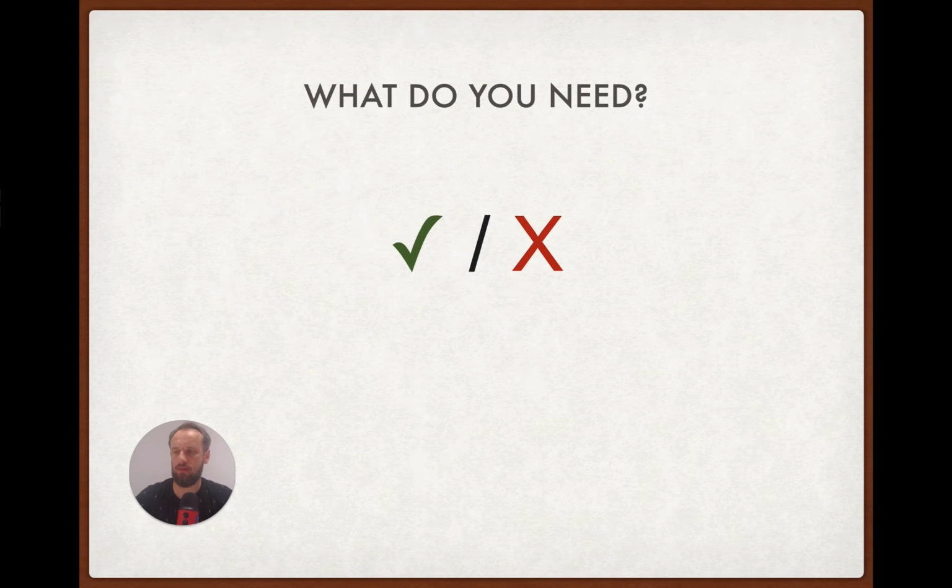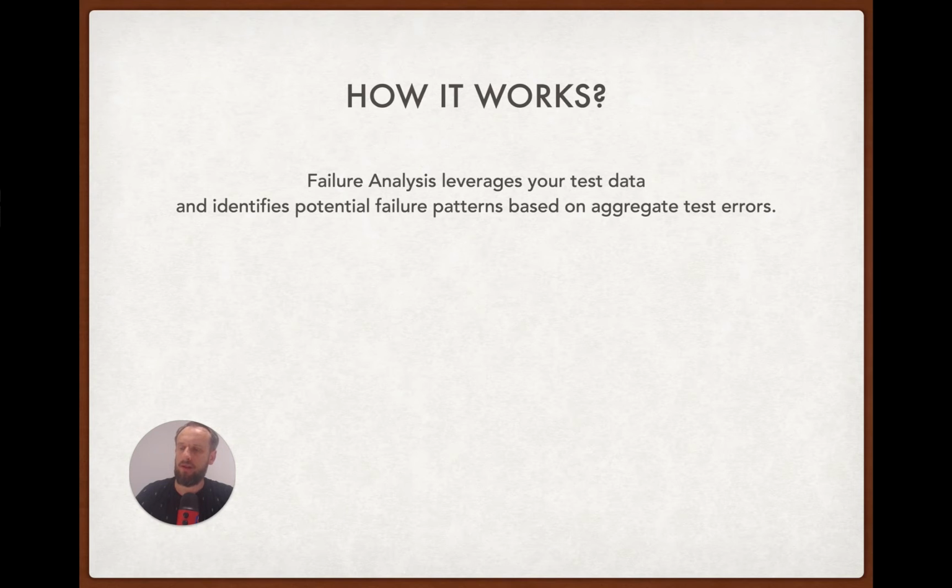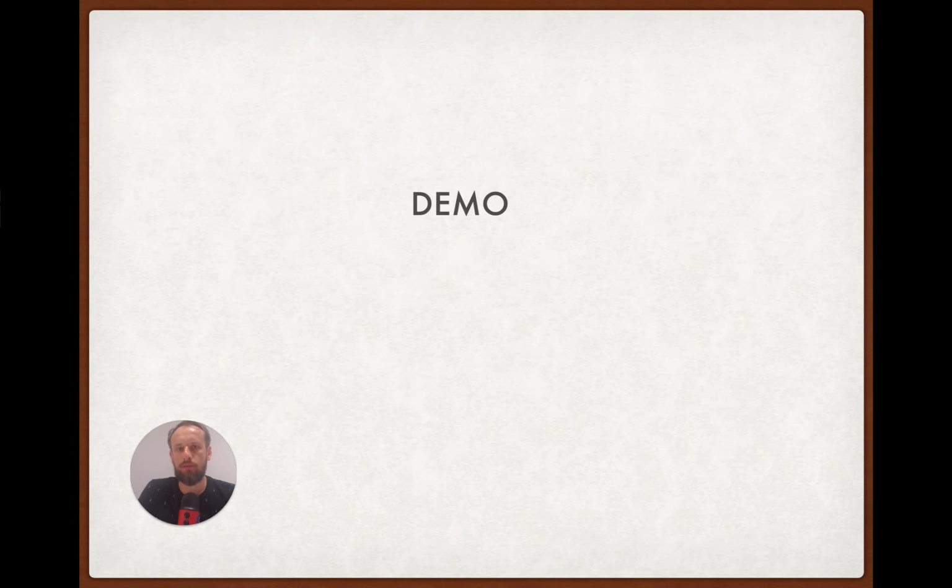What do you need? Your Selenium test status set to pass or fail. Only then can the failure analysis algorithm process your tests. So how does it work? Failure analysis leverages your test data and identifies potential failure patterns based on aggregate test errors. More specifically, the tool identifies failed tests, aggregates failures on test names, detects common failure patterns, and ranks and prioritizes patterns by most pervasive impact. Okay, so let's do a quick demo.